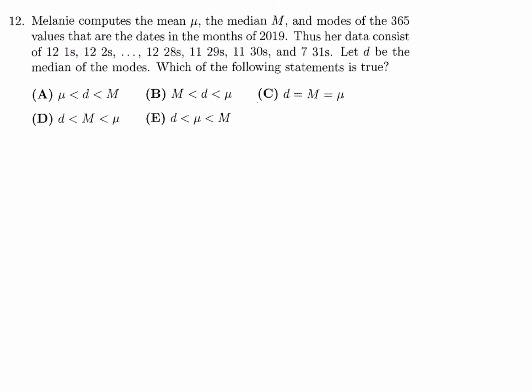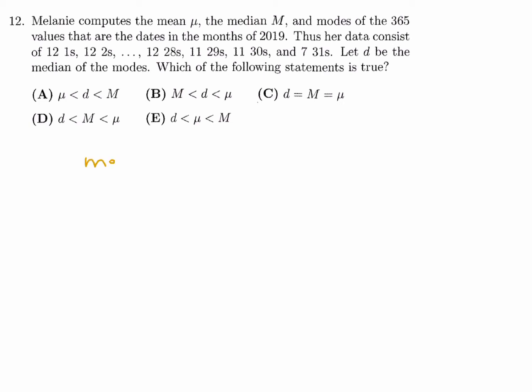Melanie computes the mean, median, and mode of 365 values that are the dates in the months of 2019. Thus, her data consists of 12 1s, 12 2s, and so on up to 12 28s, 11 29s, 11 30s, 7 31s. Let D be the median of the modes. Which of the following statements is true?